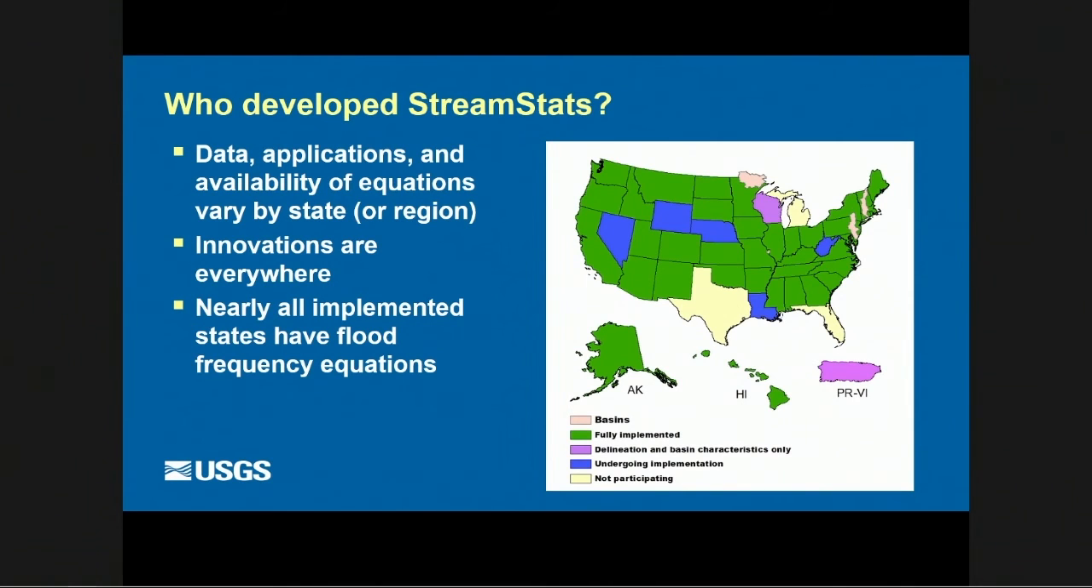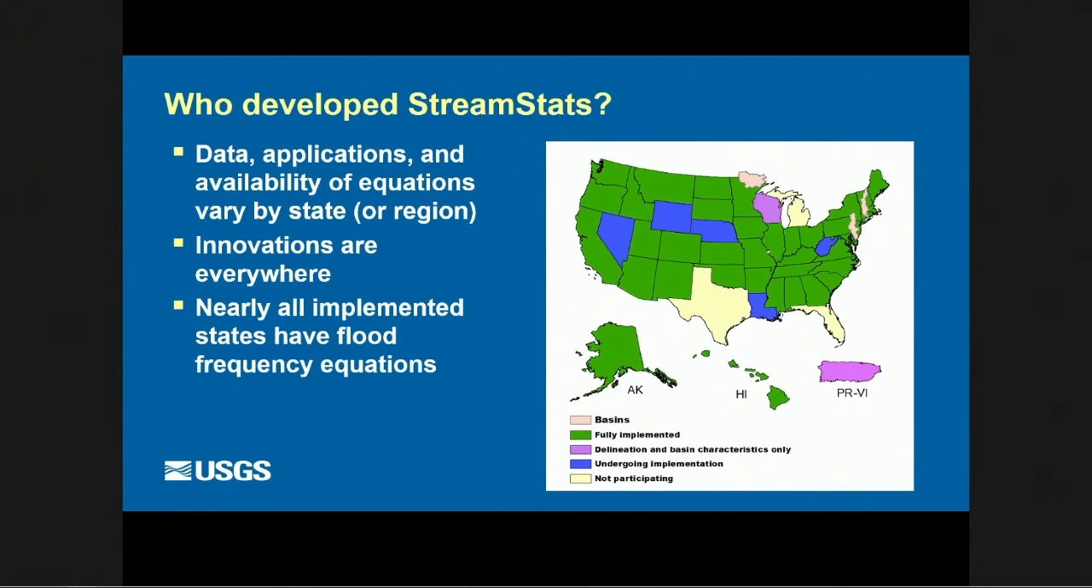When we talk about StreamStats, the driver has always been flood frequency equations for floodplain design, for infrastructure design, for estimating those values at gauged and ungaged locations. Taking a look at our map here, we recently brought Puerto Rico into the StreamStats realm. We now have a delineation and basin characteristics capable Puerto Rico version of StreamStats. The Caribbean Water Science Center is continuing to work on peak flow regression equations for Puerto Rico as well.